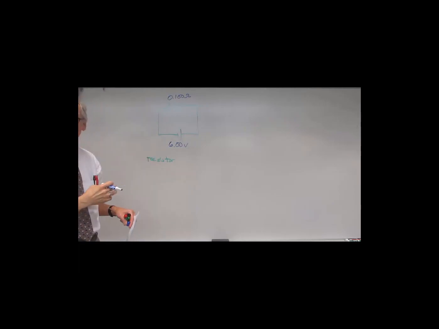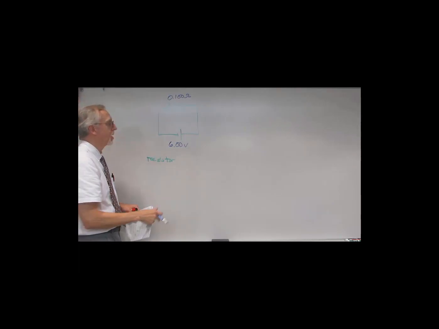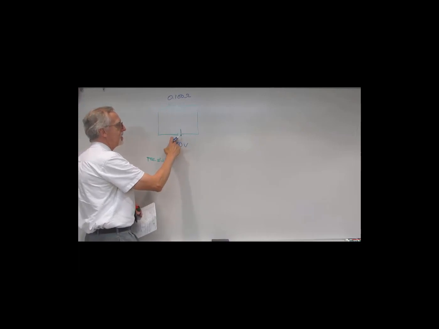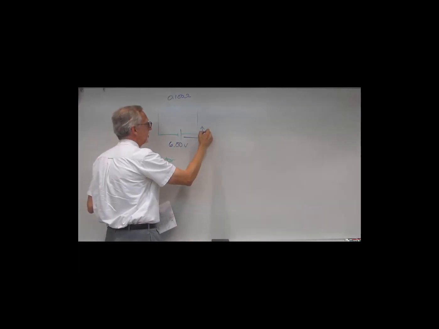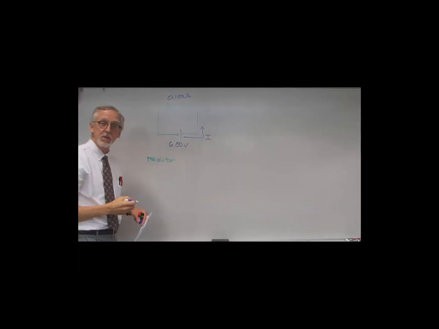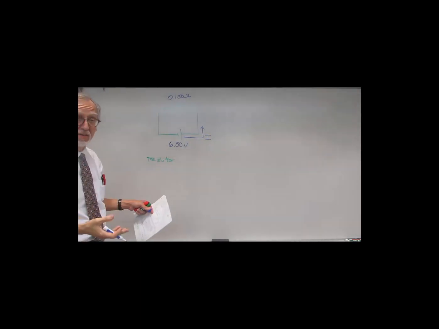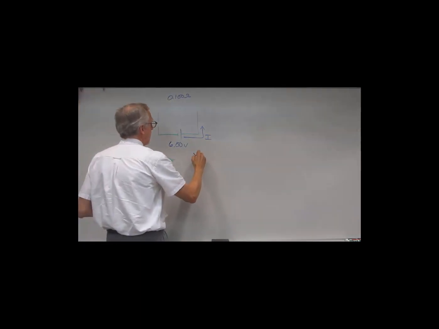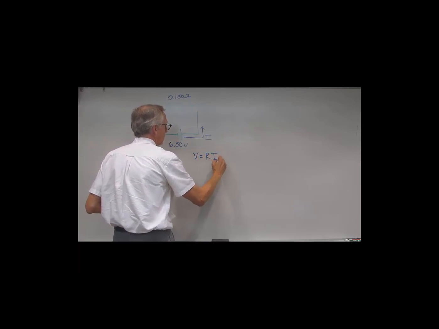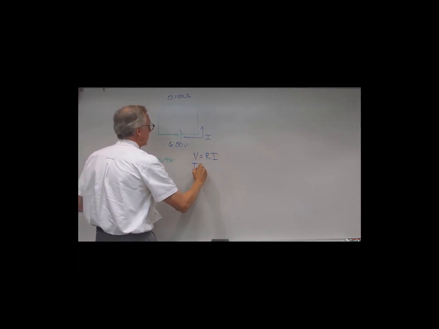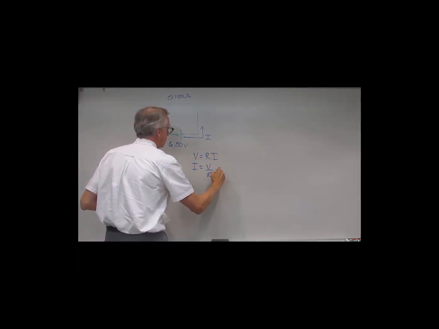Well, what's the direction of the current going to be? Remember, current will flow from the high side to the low side, so in this case, the current is going to go counterclockwise. So what is it? Well, we know V equals Ri. V equals Ri. That is very important. I equals V over R. So what do we get?